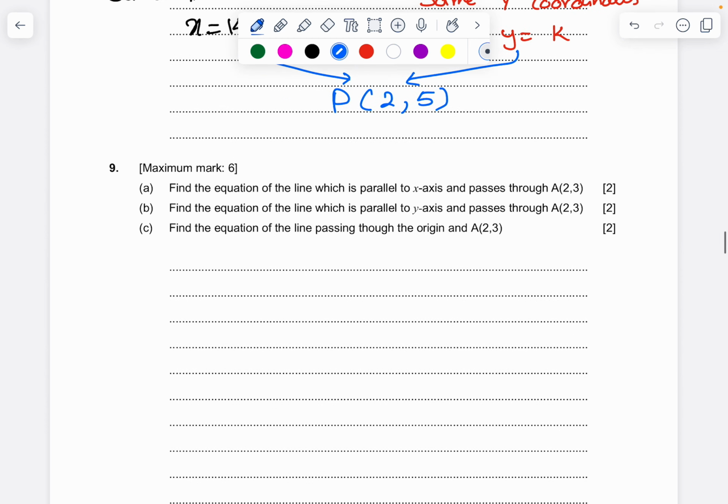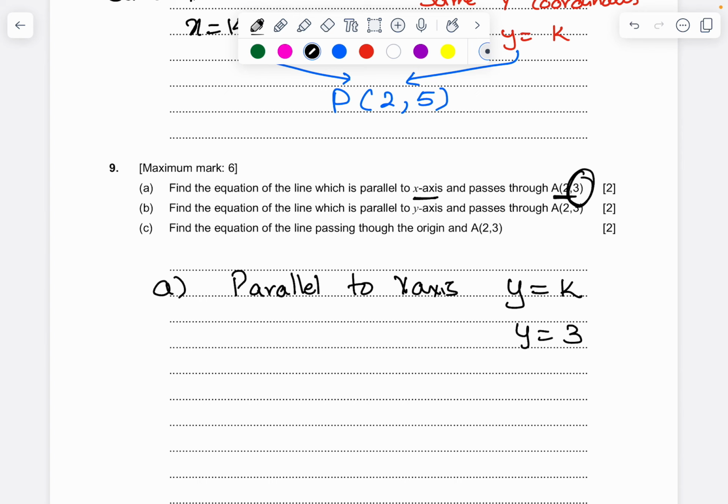Question number 9. Find the equation of a line which is parallel to the x-axis and passing through this point. Parallel to x-axis means the equation is y equals k, and the value of k is 3. So y equals 3.